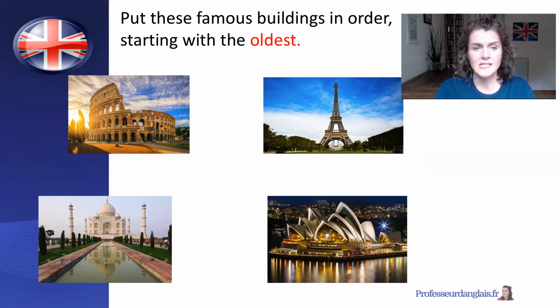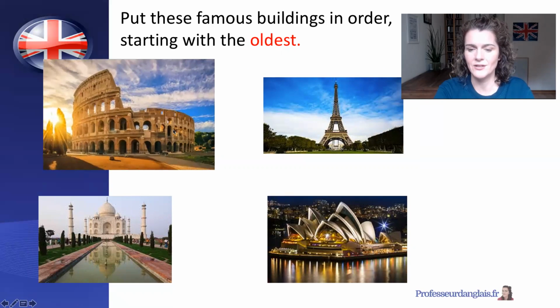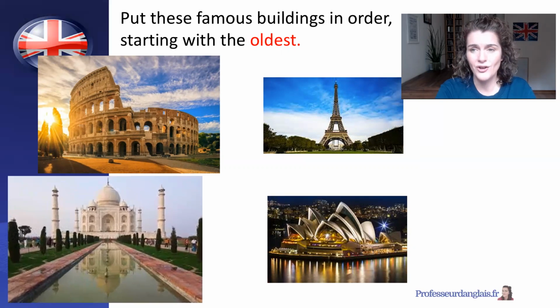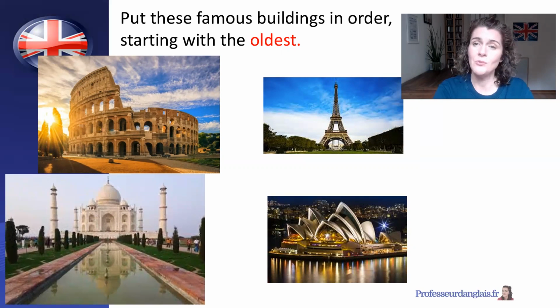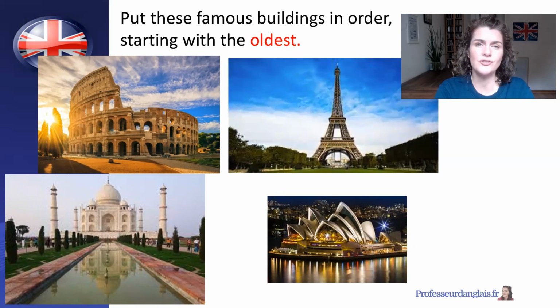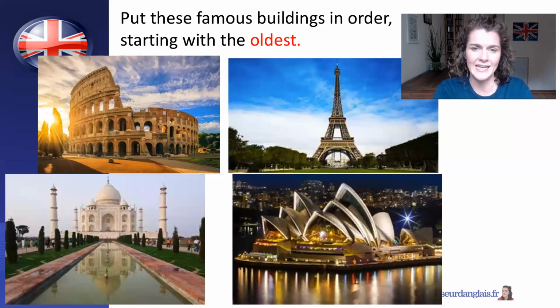So the oldest building is, of course, the Colosseum in Rome. It is 1,952 years old. What's the next oldest building? That is the Taj Mahal in India. It is 391 years old. What's the next oldest building? That is, of course, the Eiffel Tower in Paris. It is 135 years old. And that means that the youngest building here is the Sydney Opera House, which is 63 years old. Well done.